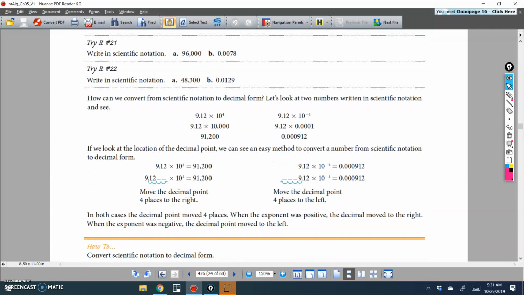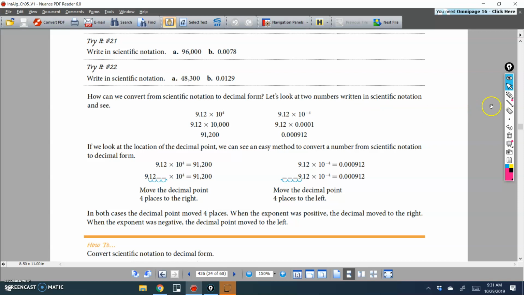Okay, let's try 2 more with these guys. So 96,000. Okay, well I'm going to use 9.6, and now my decimal point needs to go 1, 2, 3, 4 to the right. So because I went to the right, my number will be positive. So 9.6 times 10 to the fourth.